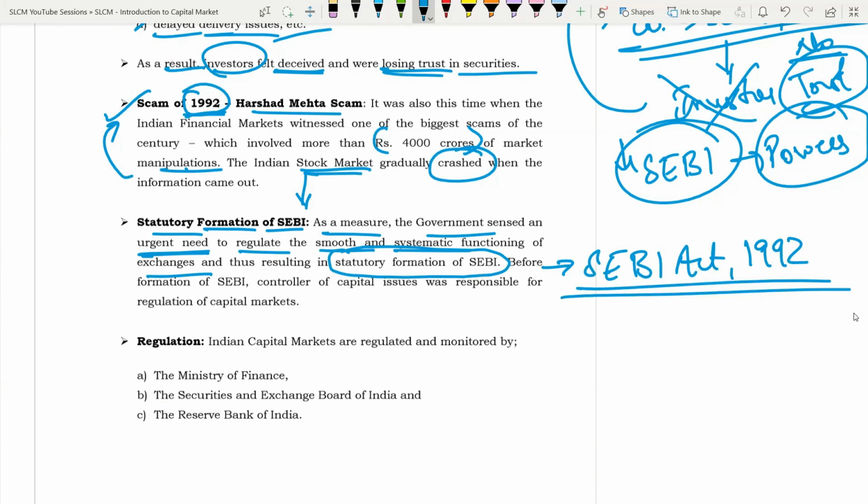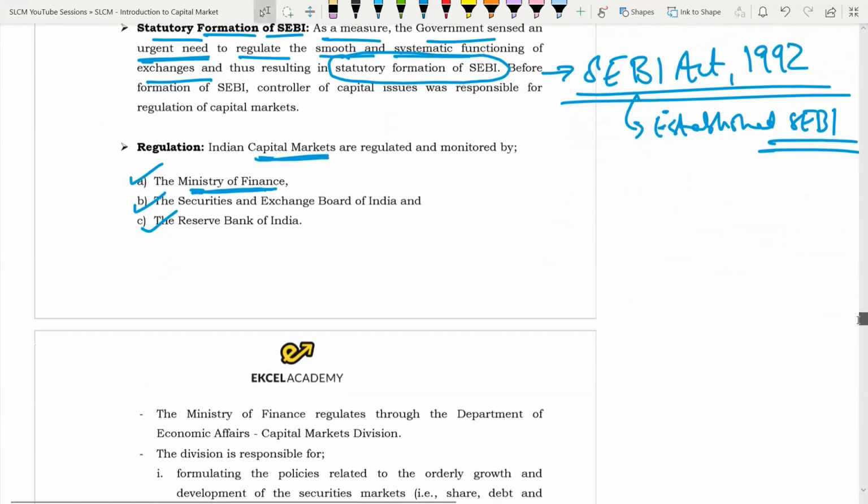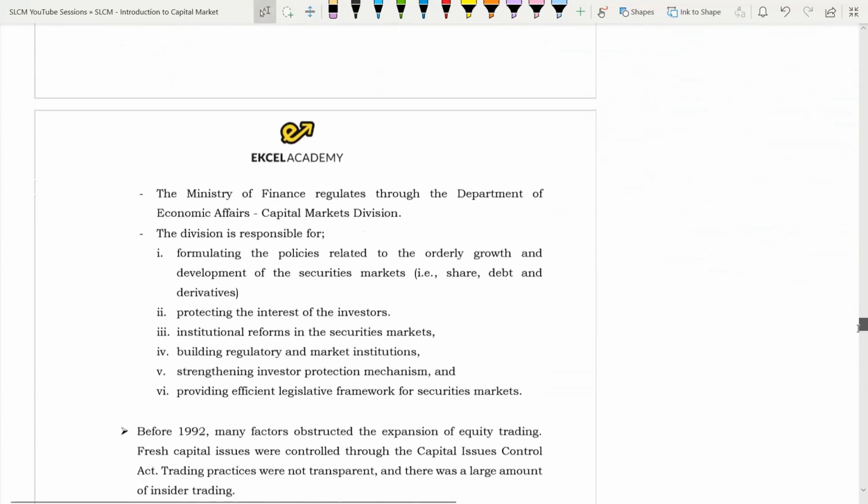This is the statutory enactment through which we have established the Securities Exchange Board of India as the regulator of the capital market. Now, the capital market is not only regulated by the Securities Exchange Board of India, we have seen, but these markets are first and foremost regulated by the Ministry of Finance. They come under the Ministry of Finance. And under the Ministry of Finance, we have the Securities Exchange Board of India, as well as the Reserve Bank of India. Both RBI and the Securities Exchange Board of India come under the Ministry of Finance.